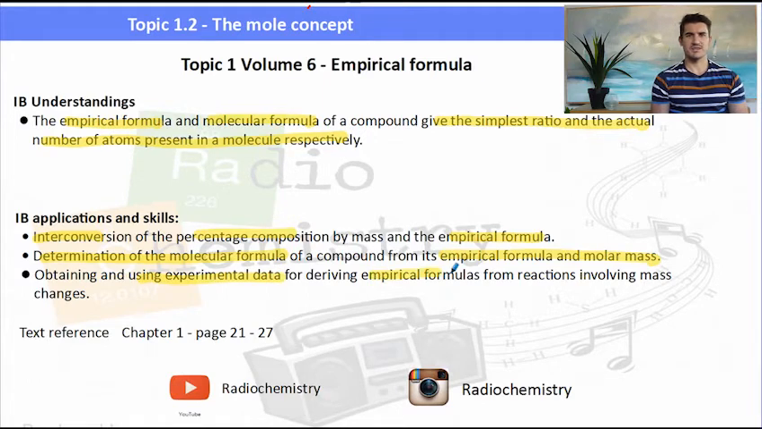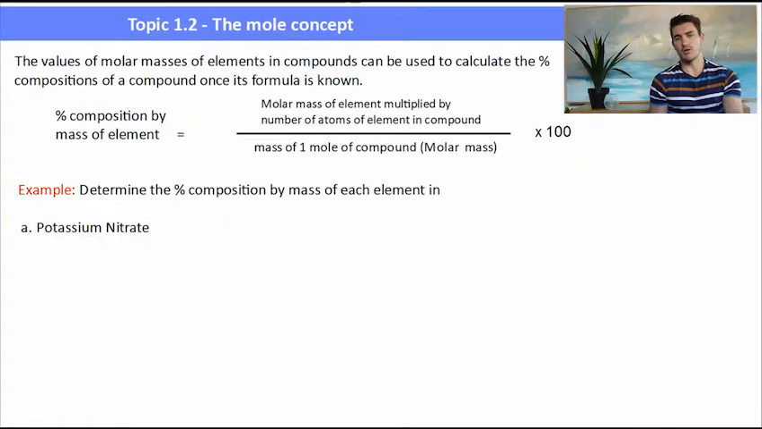Okay, so to calculate the percentage composition by mass of an element in a compound, all we need to do is get the molar mass of the element multiplied by how many of those atoms are in the compound and divide it by the total molar mass of a compound, multiply it by 100.